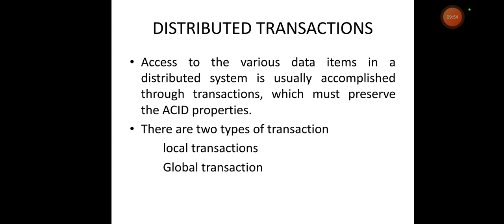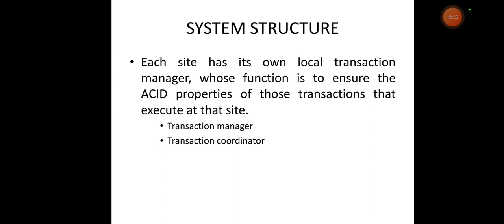Another one, distributed transaction. Access to the various data items in the system is usually accomplished through transactions, which must preserve the ACID properties. There are two different types of transaction, local transaction and global transaction. System structure. Each site has its own local transaction manager whose function is to ensure the ACID properties of those transactions that execute at that site. The various transaction managers cooperate to execute global transactions.